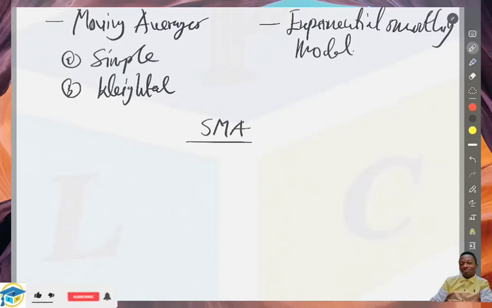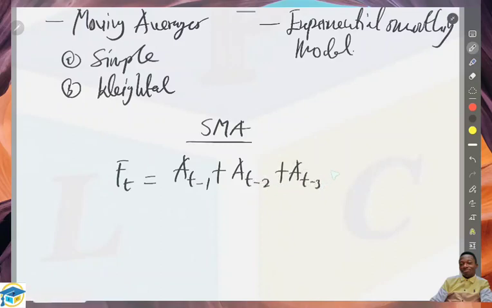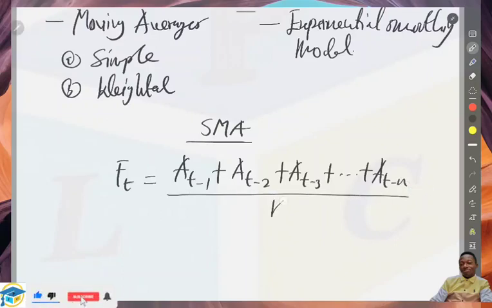So under simple moving average, we have a formula: F subscript T, that means the forecast for the coming period, which should be equal to the actual data for, let's say, week 1, plus the actual data for week 2, plus the actual data for week 3, plus dots, plus the actual data for week N. Once you get that, we then divide by the number of data that is available in making the forecast. So this is what we call a simple moving average. Let's take note of that.